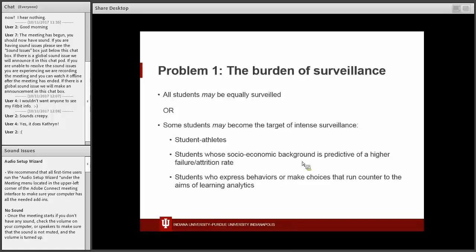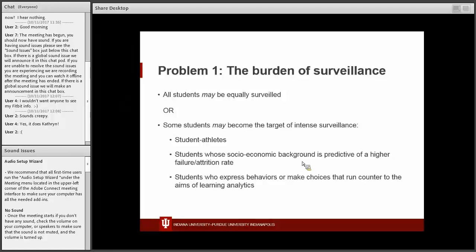So student athletes are already surveilled heavily, especially their social media presence, because they are very, I don't want to say popular so much, but they're representatives of the institution in a way that sometimes non-student athletes are. This surveillance may also target students whose socioeconomic background is predictive of a higher failure attrition rate. So students who come from a poorer community or a poorer household. That situation is usually used as a proxy for other things, low educational attainment, or being in a family structure that can't necessarily support the student as well in his or her learning growth. They may use this to target those students to better improve the retention of those students, right? Remember, retention is a big goal.